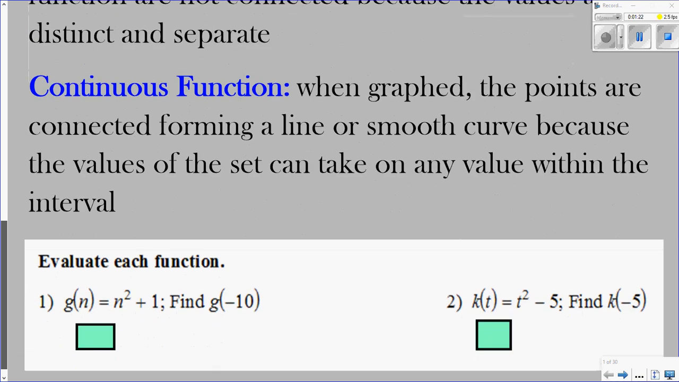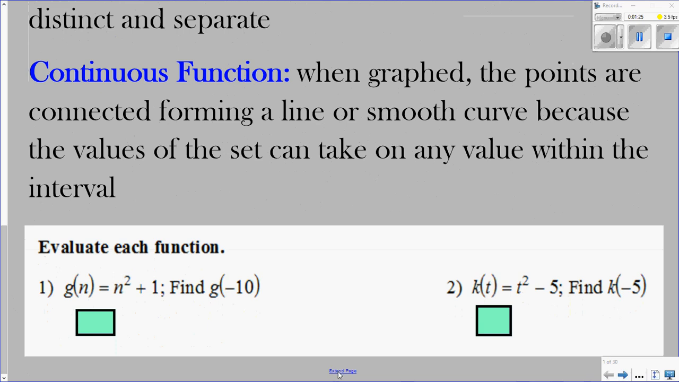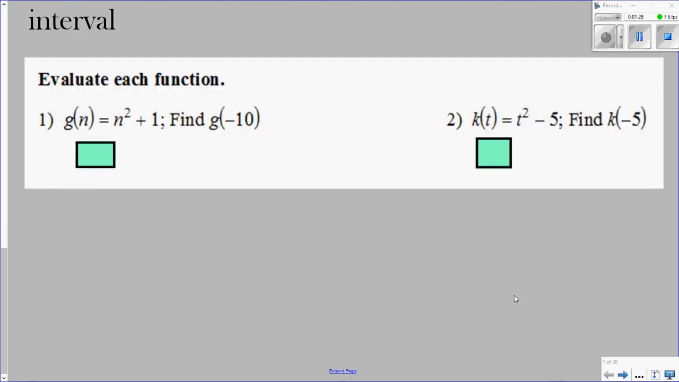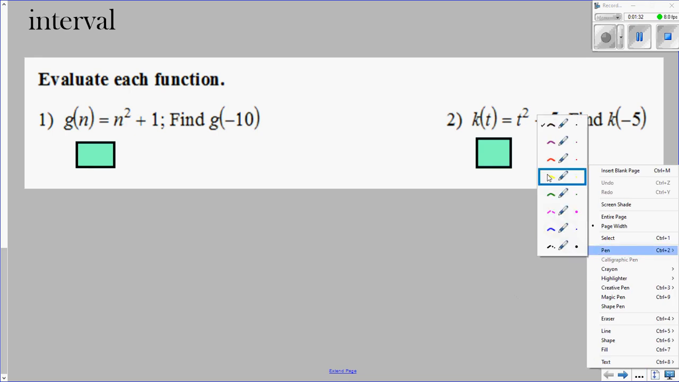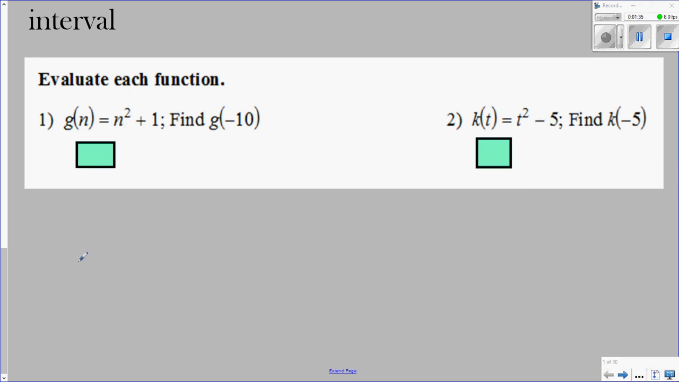Right, so there are two examples where we learned how to solve functions. And when you see, whether it's f of x or g of n or k of t, you know that you're dealing with functions. So this one says g of n equals n squared plus 1. Find g of negative 10. So first I'm going to write my function that they gave us, and then I'm going to replace the n with the negative 10 where the n was. So wherever there's an n, I'm putting negative 10 in that place. So it's all about replacing or substitution.